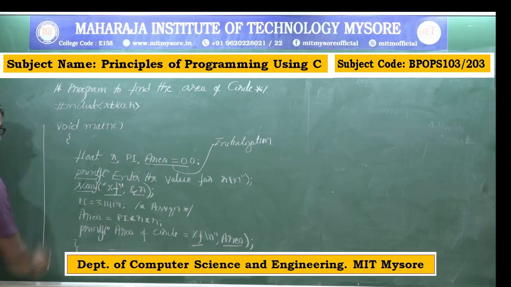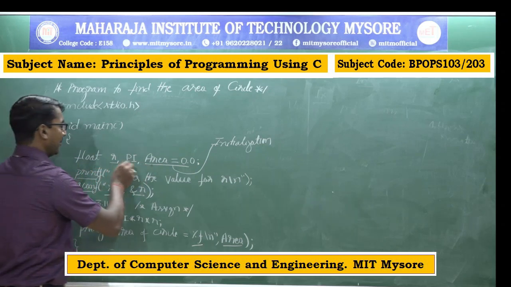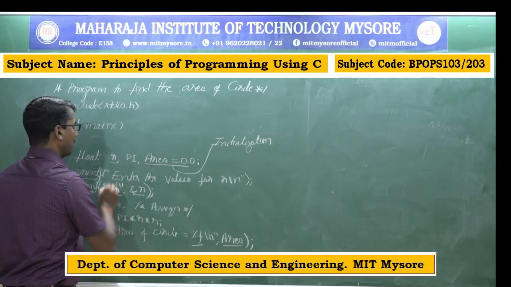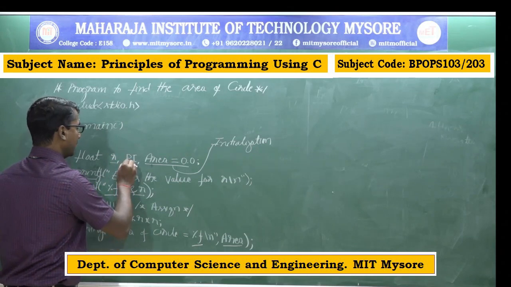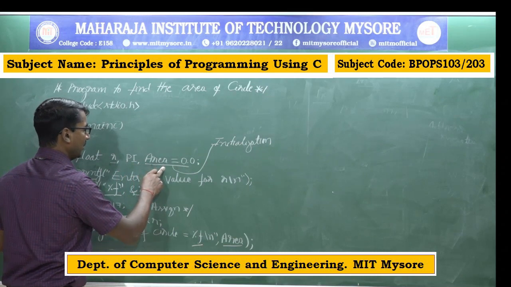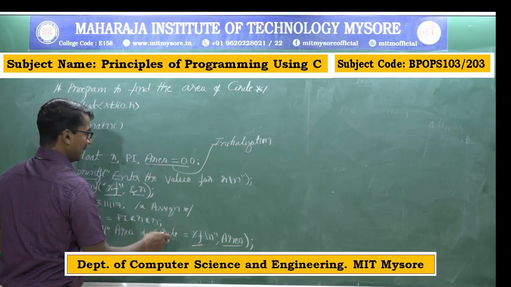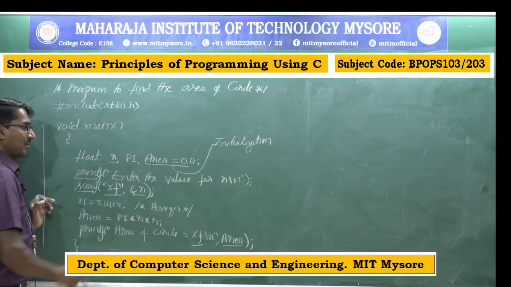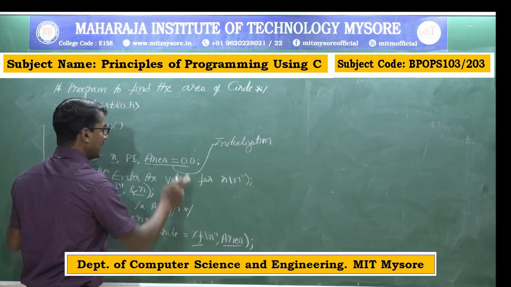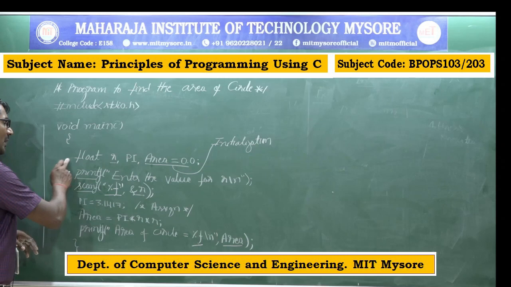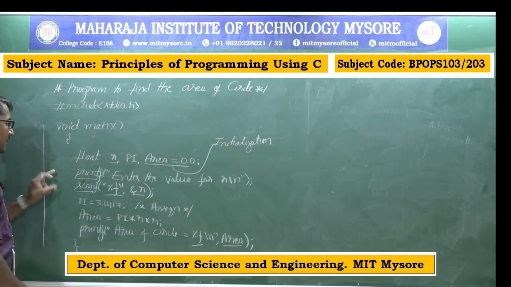So in this program, declarations are performed. In the declaration, there are three variables: r, pi, and area. r is the variable for getting input. pi is for assigning the constant value 3.1417. Area is the output variable. After calculating, the value will be stored in the variable area. Area is initialized to 0.0. This is variable declaration and initialization.